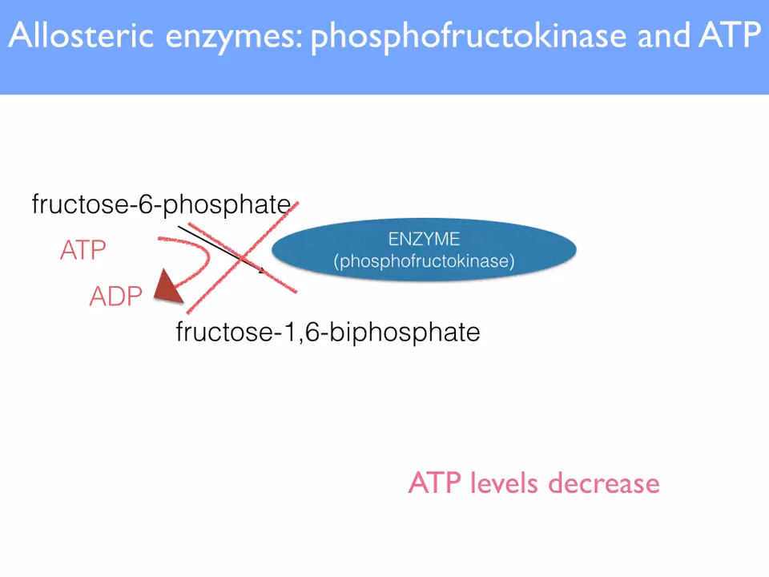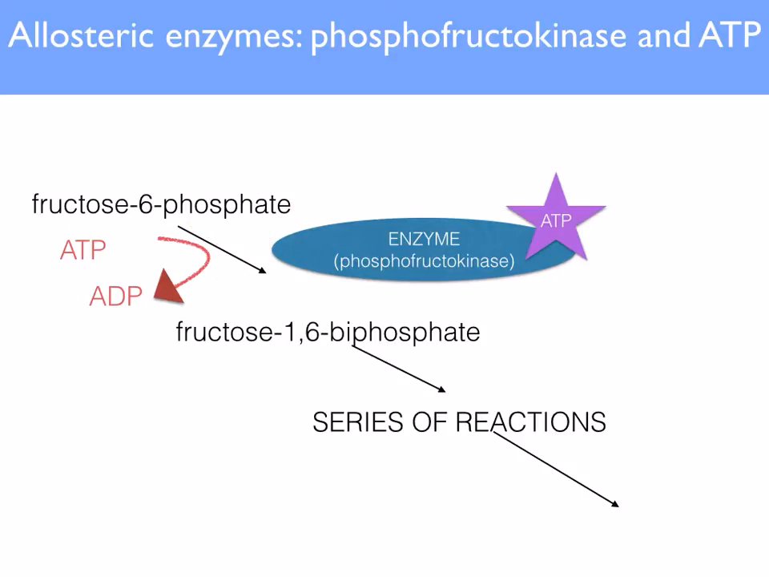When the ATP levels are starting to decrease, the enzyme will be able to convert fructose 6-phosphate into fructose 1,6-biphosphate until the ATP levels have increased again. So this is an example of negative feedback.